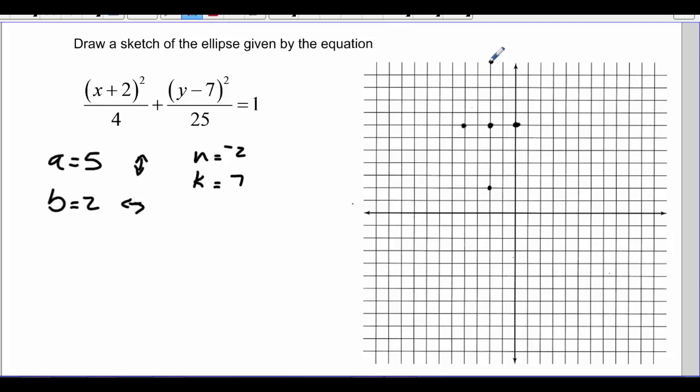Sketch this out, and again, not super accurate, but does the job for now. You get the idea. Notice we're not putting any focal points in here. And you've got your ellipse.